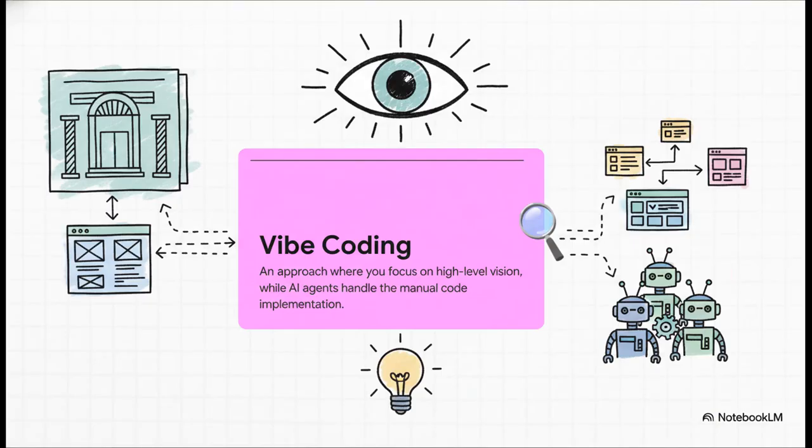Here's the best way to think about it. Imagine you're an architect designing a skyscraper. You come up with the vision, you create the blueprints, you decide the whole aesthetic, the vibe, right? But you're not down there mixing the concrete yourself. In vibe coding, you are that architect, and you have a whole construction crew of AI agents who are ready to build whatever you design, handling all the tedious line-by-line work for you.